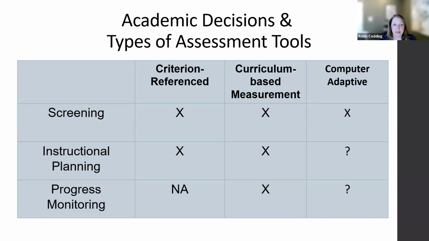So when we look at instructional planning, we can see that criterion reference and curriculum-based assessment tools might be better choices, again, with the caveat that in theory, computer adaptive tests have the potential to do these things, but maybe haven't met that bar at this point in time. And then progress monitoring, the best tool out there is really curriculum-based assessment. There are some computer adaptive tools that are starting to figure out how to do that. Again, it's not as successful as curriculum-based assessment for progress monitoring. So the one tool that can be utilized across these decisions seems to be curriculum-based assessment. There are some limitations that we have with that tool as well, and I'm going to unpack each of these.